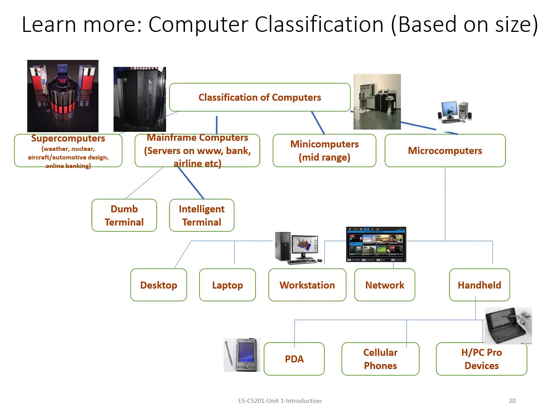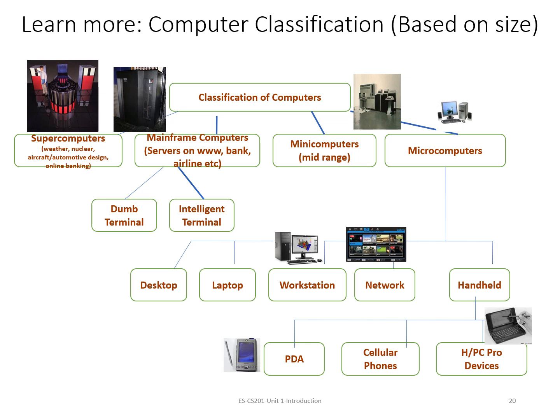Learn more: computer classification based on size. Supercomputers are the largest of all and most powerful, used for weather prediction, nuclear, aircraft and automotive design, online banking. Mainframe computers are also large and powerful, typical servers on the World Wide Web, bank, airline etc. Connected with dumb terminals and intelligent terminals.